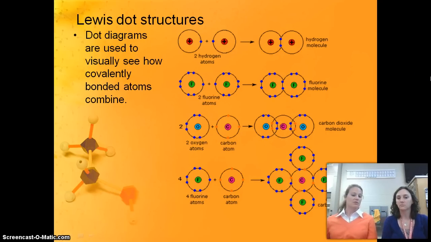The next one's real easy, with the carbon and the 4 fluorines. Now it's called carbon tetrafluoride because tetra means 4 and we've got 4 fluorines around the carbon.